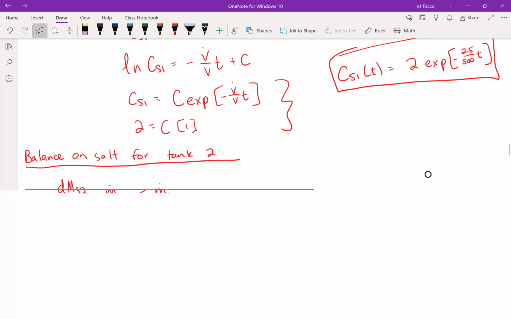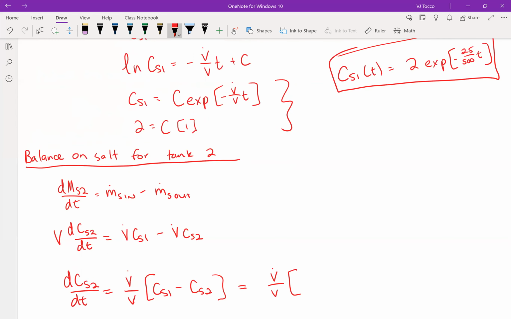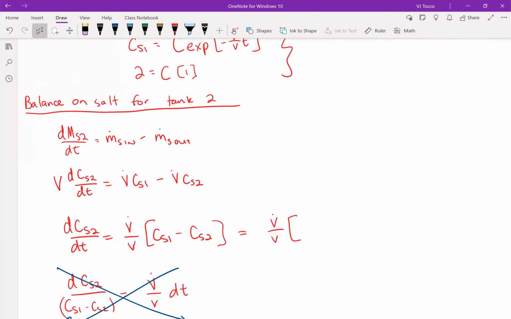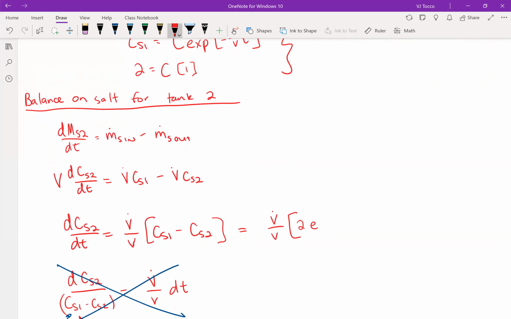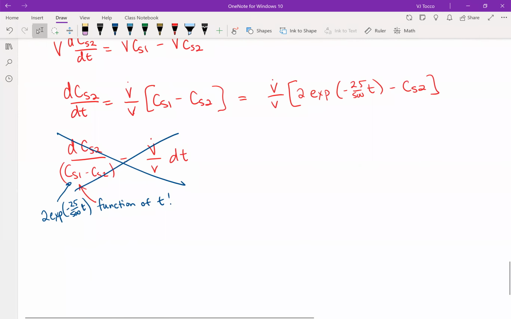So let's see, what 2 was my... I'm trying to avoid plugging in numbers here, but I've already plugged in numbers, so I guess I'll keep it. V dot over V times 2 exponent of minus 25 over 500 t minus CS2. And once again, this is not separable. However, you may, from your differential equations class, know how to solve this. So this is solvable by a procedure called the integrating factor. Solvable with an integrating factor.